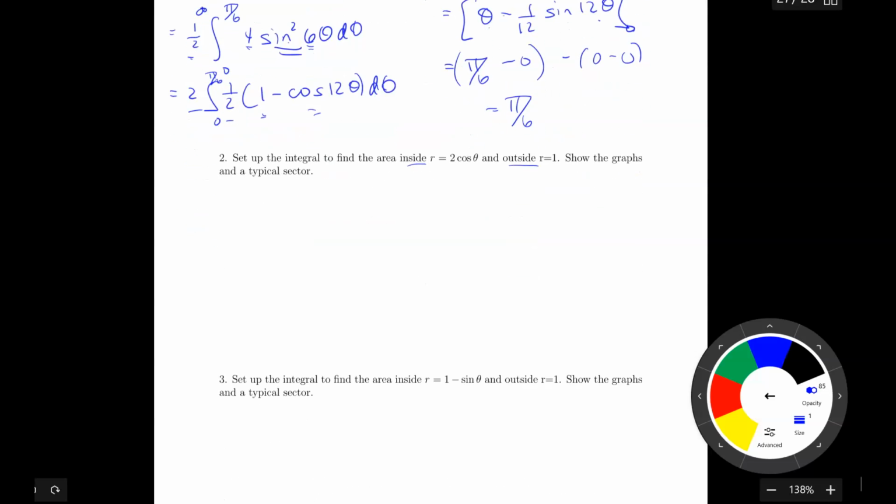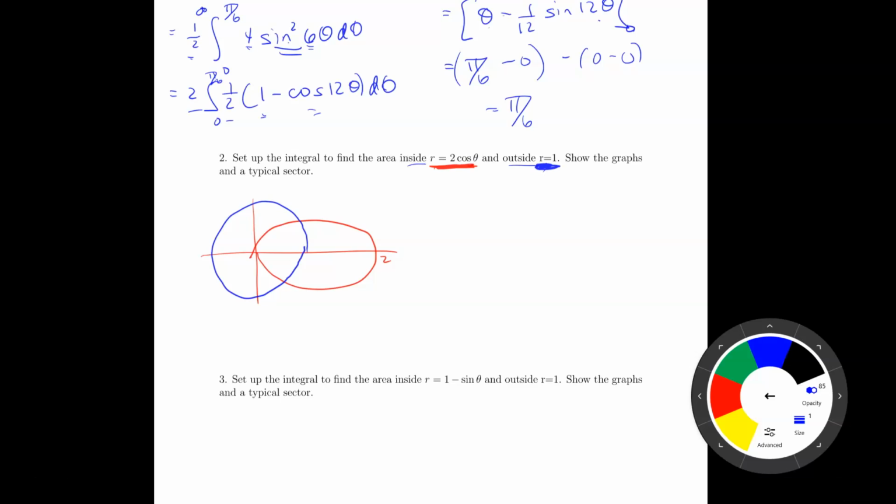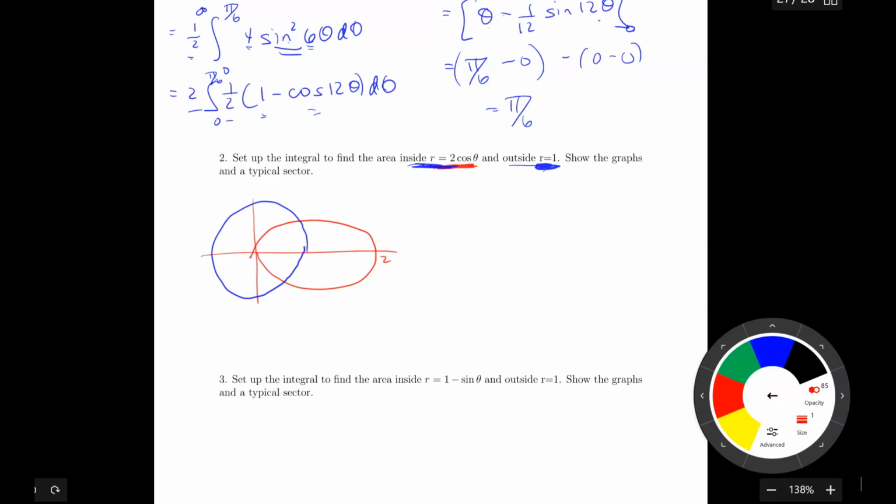All right, so now let's do these in different colors. So let's do this, which is the circle that just takes 0 to pi to go around, and it looks like here, and it's going to go out to 2. And let's do this, r equals 1 in blue, and it's going to be a circle centered at the origin, 1 like that. Okay, so we want to find the area inside the red and outside the blue.